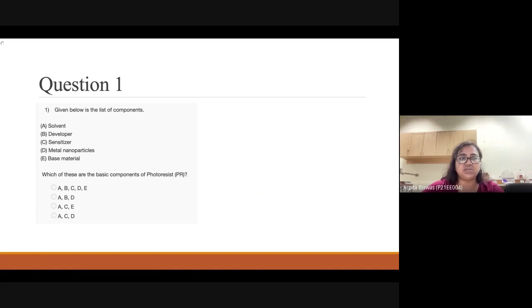Okay, so let's start the question. This is question number one. Given below is the list of the components: A, the solvent; B, the developer; C, the sensitizer; D, the metal nanoparticle; and E, the base material. Which of these are the basic components of photoresist? Option A is A, B, C, D, and E. Option B is A, B, D, option C is A, C, E, and option D is A, C, D. So take your time and please try to solve the question. There is no hurry, and please try to give the right answer.